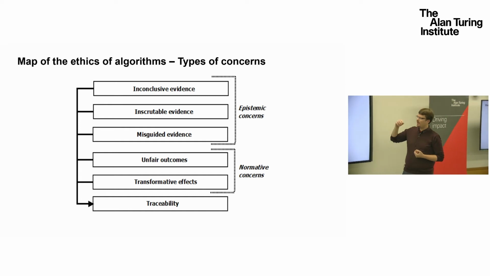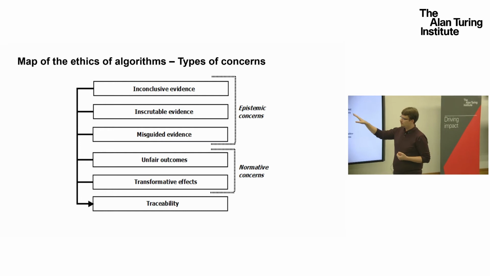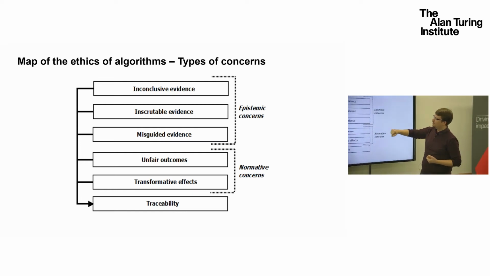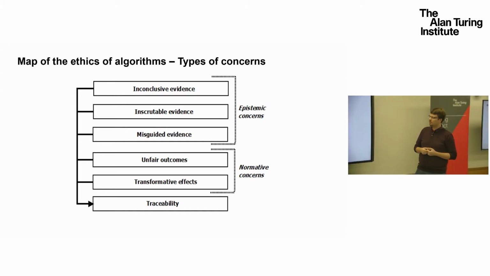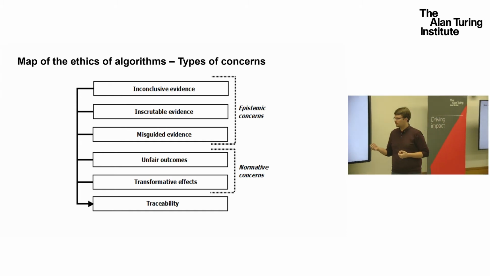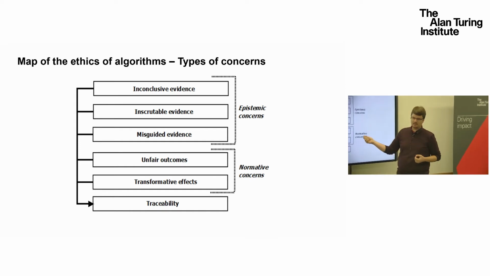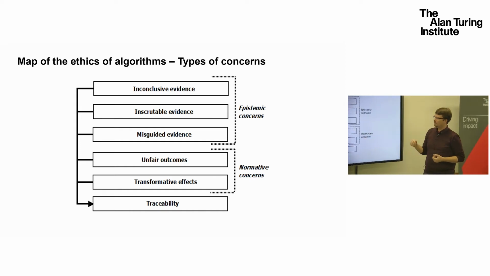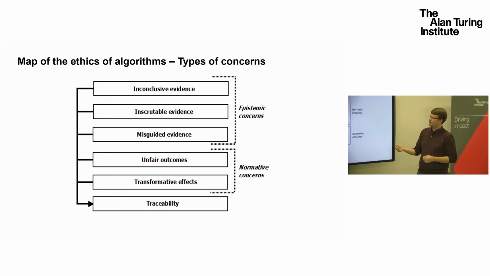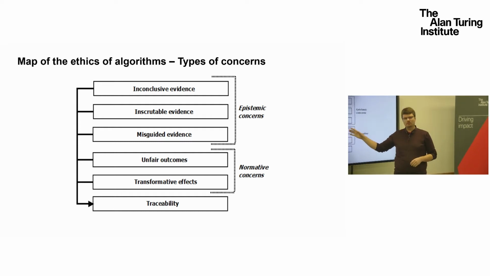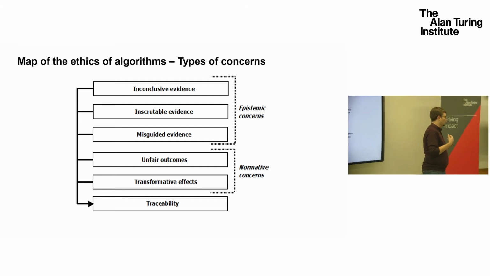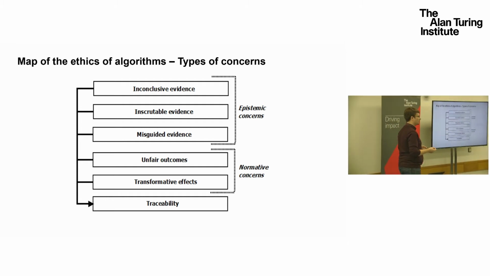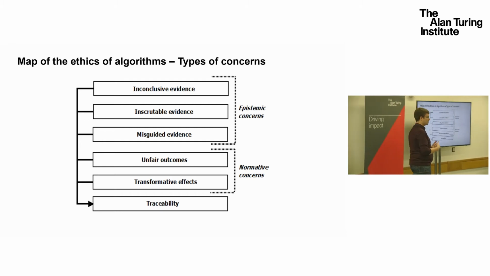Now, even if you have good evidence along all those three accounts, so you have conclusive evidence, you have scrutable evidence, you have well-guided or complete data to make the decision on, then you can still be concerned with the fairness of the decision, independently of the quality of the evidence that produced it. This is where we come into concerns about data-driven discrimination: if you can try to justify a discriminatory decision on the basis of data, does that somehow make it okay to do?